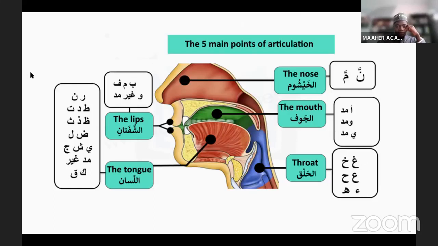Out of those 29 letters, the alif, like we said, does not have a sound on its own, but hamza has a sound on its own. So there are the letters alif, ya, and wa. Whenever these letters are in the Quran and don't have any sound, Aliyah, what are these letters called?